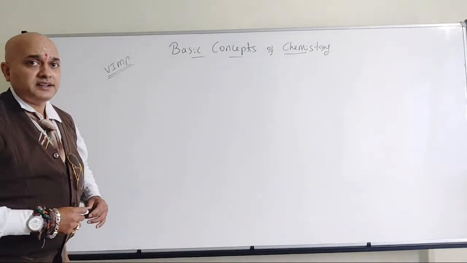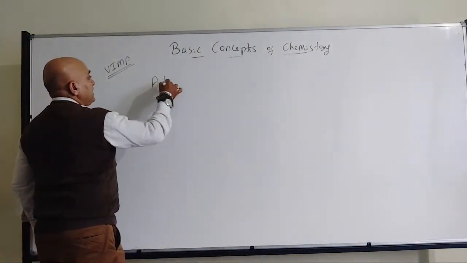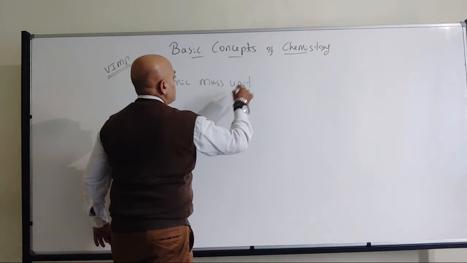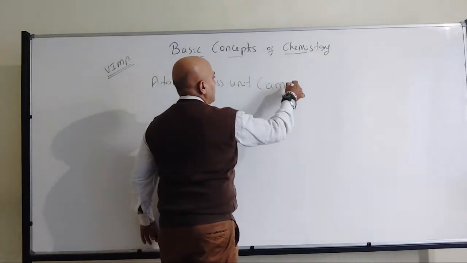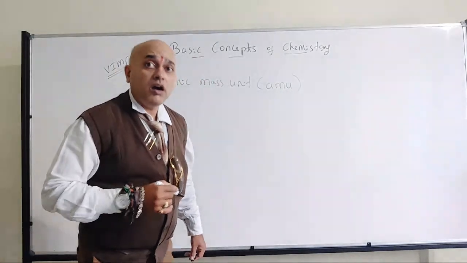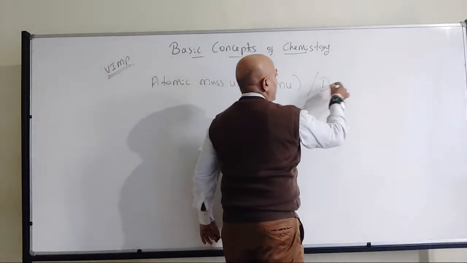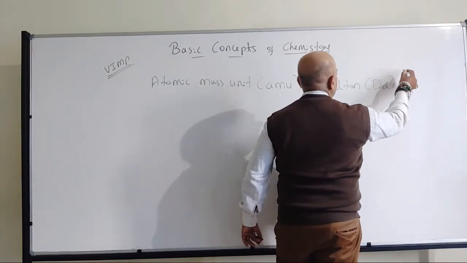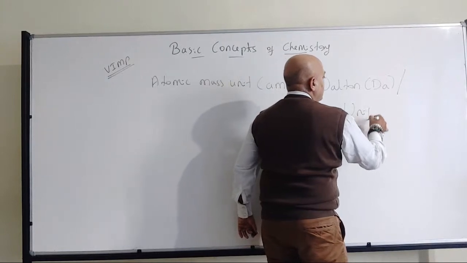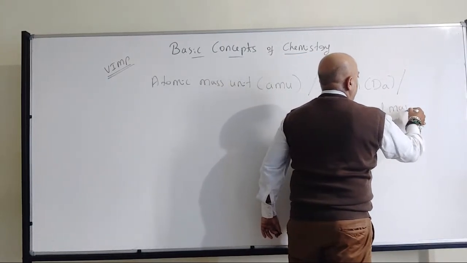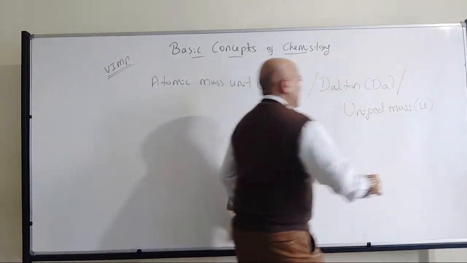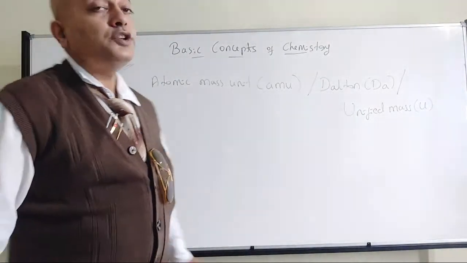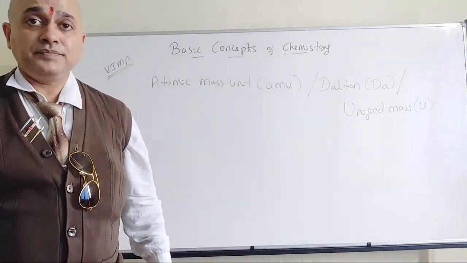So, very important. That is atomic mass unit. We can call it AMU, or we can also call it Dalton unit, or simply Dalton, Da, or unified mass, U. Anything is fine. Atomic mass unit or Dalton unit or unified mass, one and all the same.